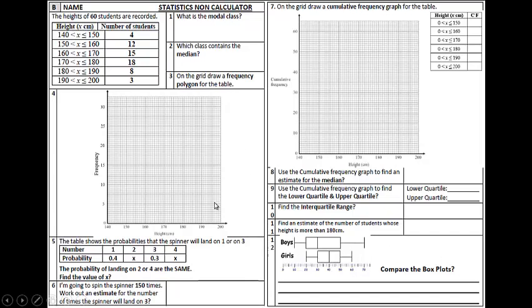This is the statistics non-calculator set B, set of questions. So let's have a look at this. It's very, very similar to set A. So if you've done set A, after doing set A and after fully understanding it, this should be really straightforward. So make sure you did fully understand set A before you did this.